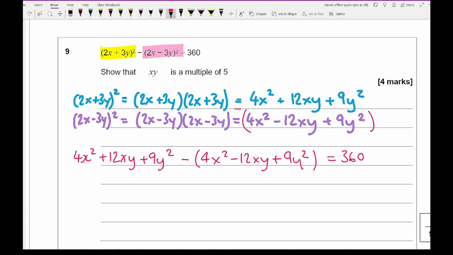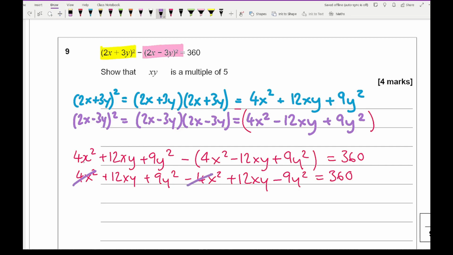Now if I multiply out the negative sign, I get 4x squared plus 12xy plus 9y squared minus 4x squared plus 12xy minus 9y squared equals 360. Now at this stage something should cancel out, so the 4x squared cancels out, the 9y squared cancels out, so all I'm left with is 12xy plus 12xy equals 360, which equals 24xy equals 360.